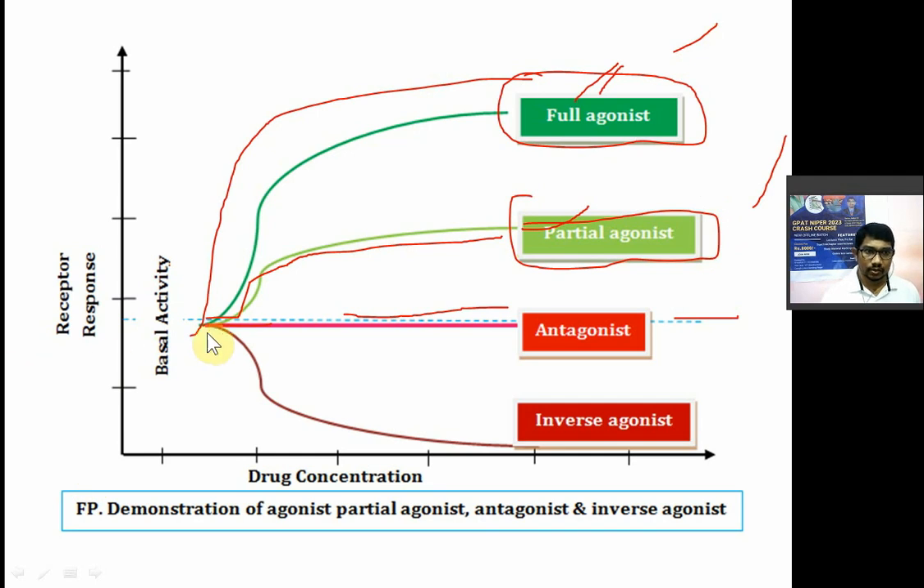What is an inverse agonist? A drug which will combine with the receptor and will produce opposite action to that of the full agonist.